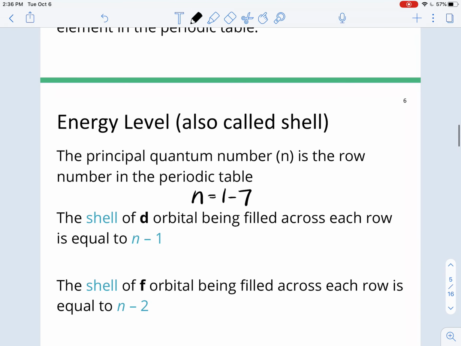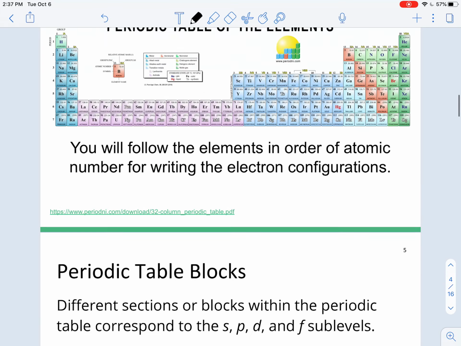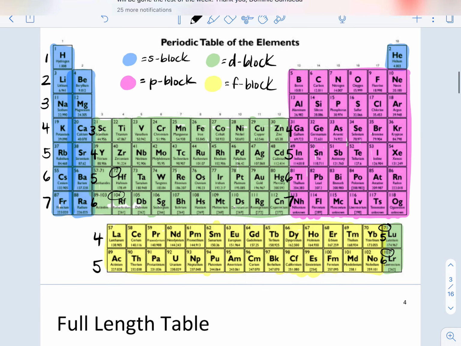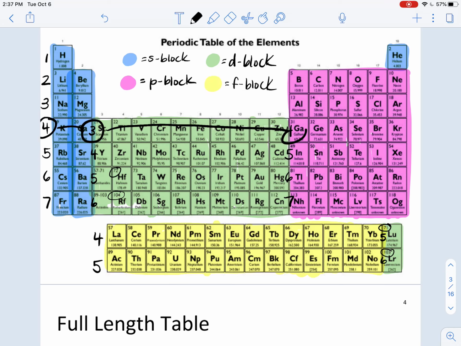The shell of D being filled across each new row is equal to n minus 1. So remember how I said that the D block kind of switched its numbering? This is what they mean by that. So like if S was 4S, remember, then it went to 3D. It was n, which is 4, minus 1, it became 3. All right, so that's that downshift in the D block. Okay, so again, 4S, then it goes to 3D, and then it goes back to normal, 4P.